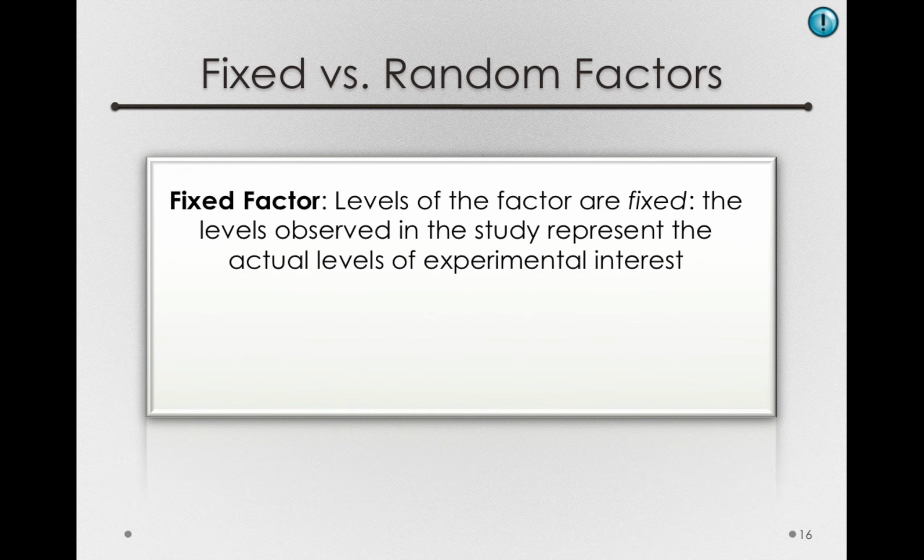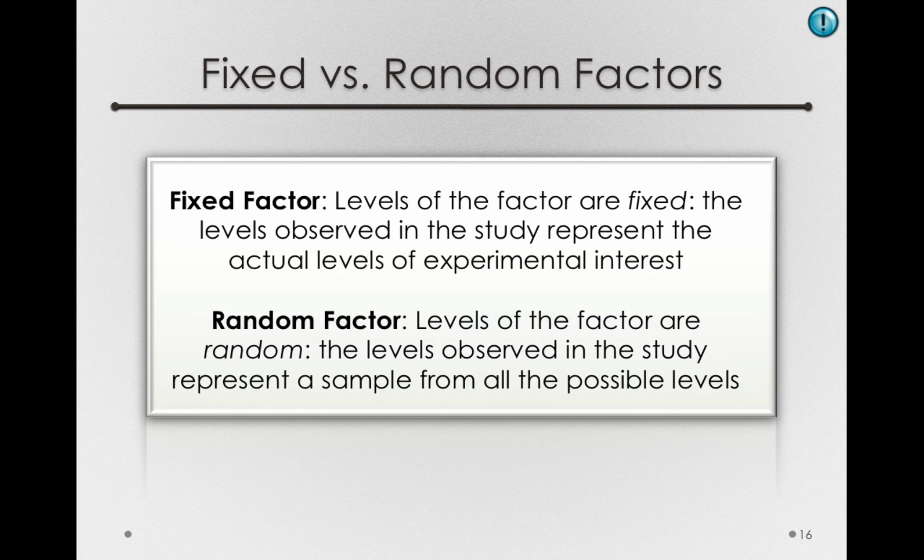First, a fixed factor is where the levels of a factor are fixed. That is, the levels observed in the study represent the actual levels of experimental interest. For instance, in our wine study we're about to look at, the wines I've chosen are of actual interest. We want to know whether those wines differ from each other. And so if we were to replicate the study with totally different people, we would use the same wines. Those are the things we're trying to make an inference about. Now let's contrast that with a random factor.